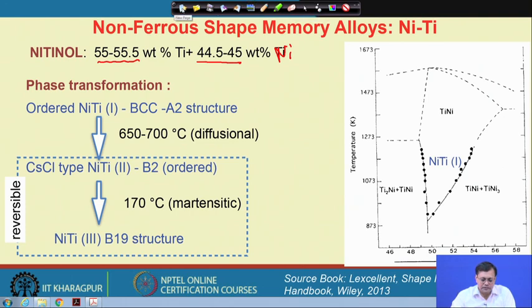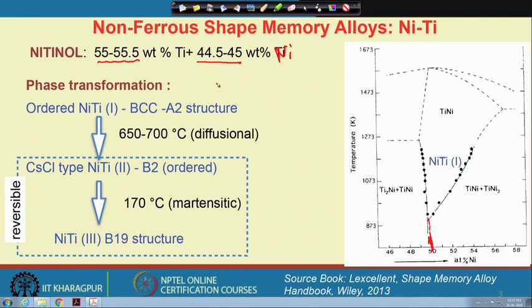Let us once again have a look at the diagram here. Your nickel is a little bit less here, and now the phase transformation occurs, which has an ordered nickel titanium phase that has a BCC A2 structure.